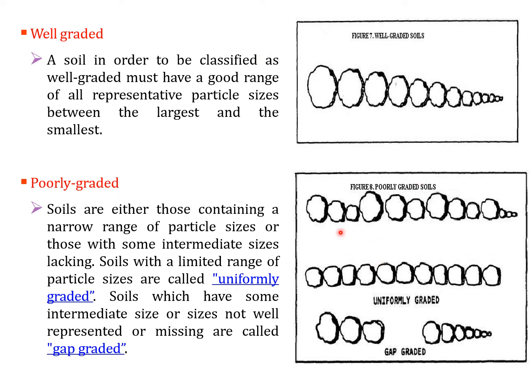Okay, this one is poorly graded. If you see it, this one has a narrow range of particle sizes. The size is not like well graded, from the largest to the smallest. This one is missing sizes, mixed up. Okay, this one is uniformly graded. You see the size is quite similar. And the gap graded is where we are missing some representative sizes here, so we call it gap graded.